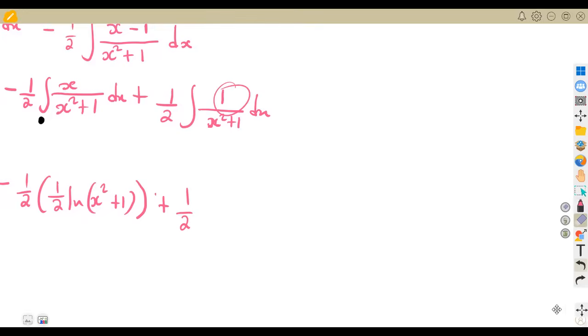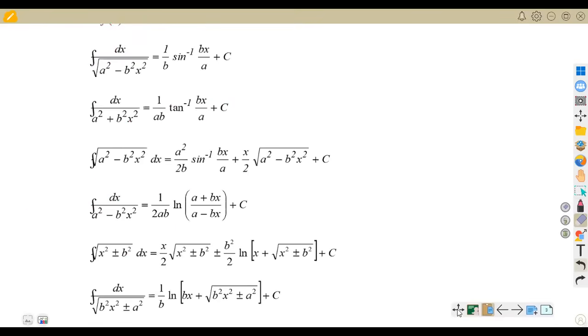Okay, I want you to take a closer look at your formula sheet. You're supposed to know this, but I'm going to explain it from the formula sheet. It was the inverse of the tan. If you take a closer look here, we've got the integral of 1 over a squared plus b squared x squared, which is equal to 1 over ab arctan of bx over a. Let me write this integral aside here so that we'll be together.